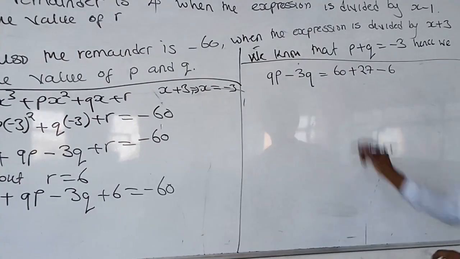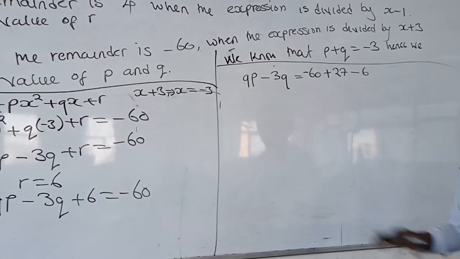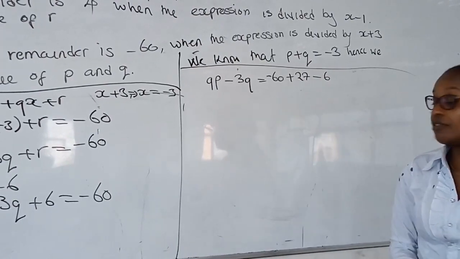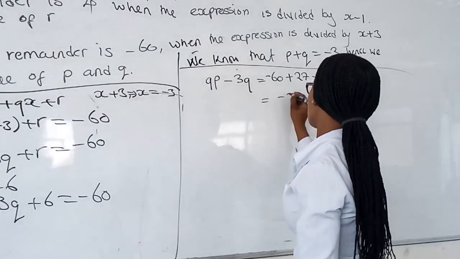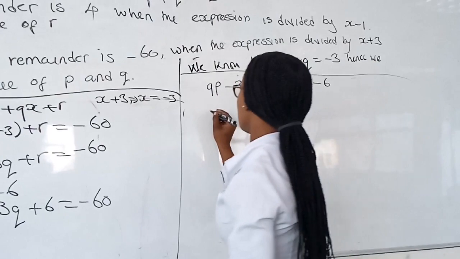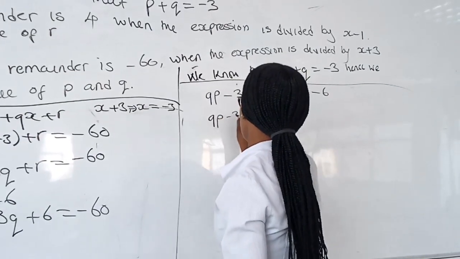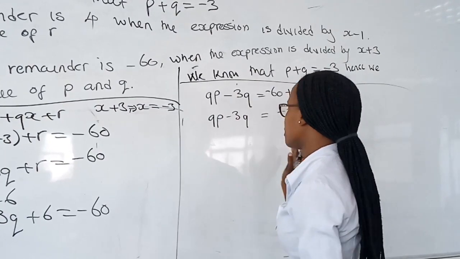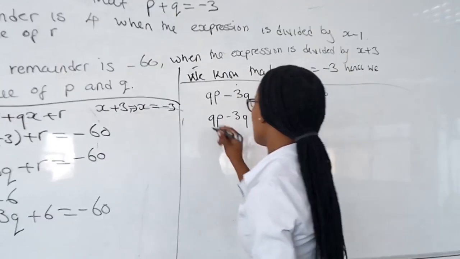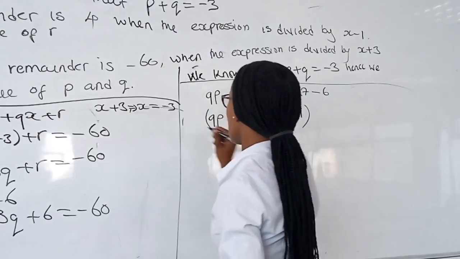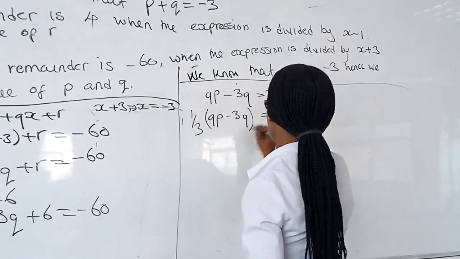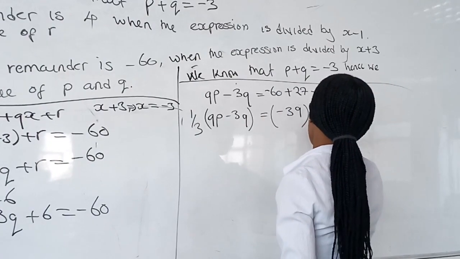So that is what we have. From what we have on this side, when we do the calculation, this gives us minus 39. Then on this side we have 9p minus 3q. From here we can see that something is common, so we can multiply throughout by 1/3. We multiply this side by 1 over 3, and this side by 1 over 3.